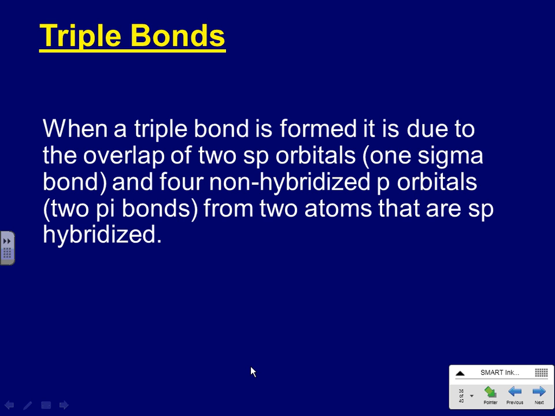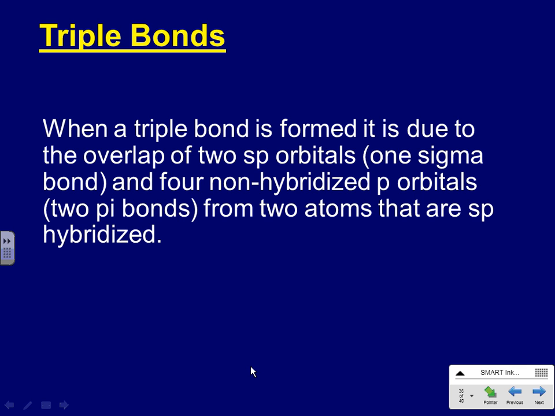When a triple bond is formed, it is due to the overlap of 2 sp orbitals, 1 sigma bond, and 4 non-hybridized p orbitals, 2 and 2, right? So when we say 4, we mean a pair and a pair overlapping. Just like in the double bond, the first bond formed, we think of as the sigma bond. And then every subsequent bond that is made are pi bonds. Okay, so in this case, we have 1 sigma bond and 2 pi bonds.